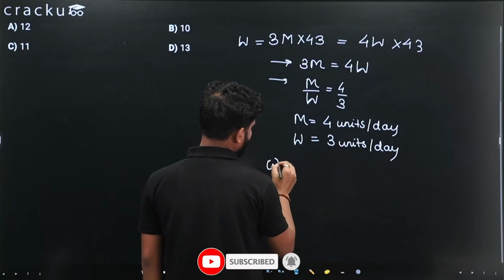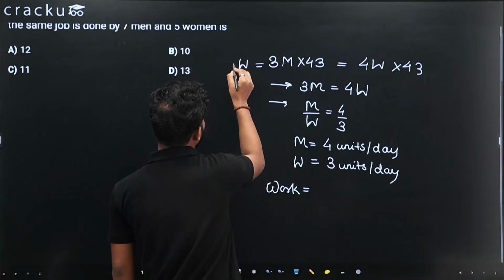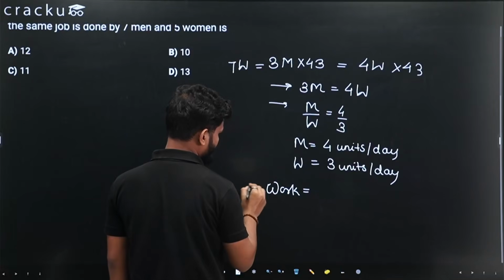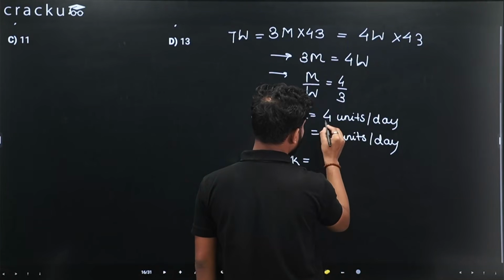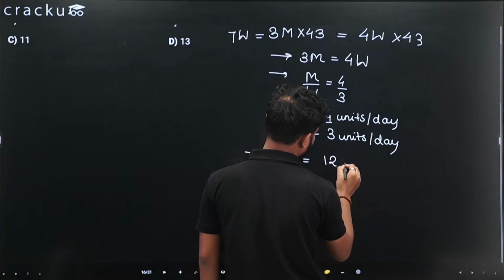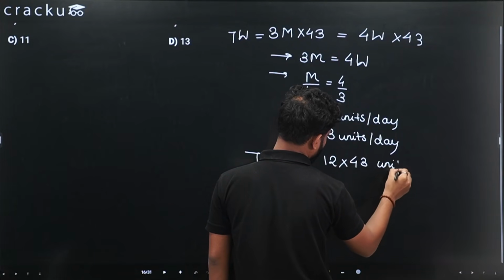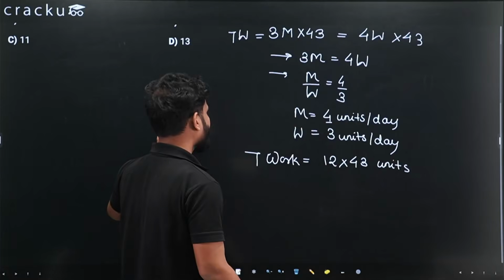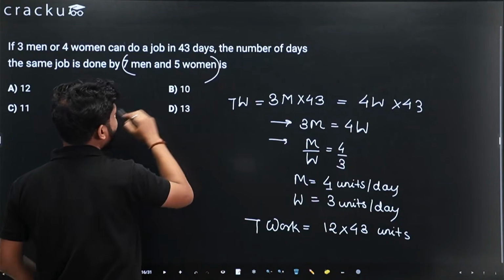So total work is what? Let us say 3M into 43. So 3 into 4, 12 into 43 units. This is the total work. Correct? Now, the second team is of 7 men and 5 women.